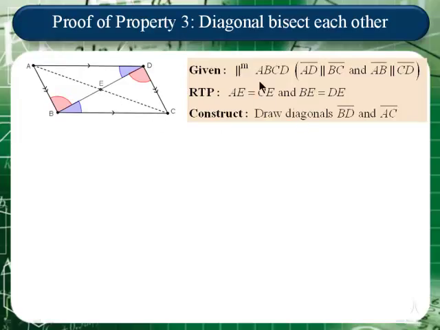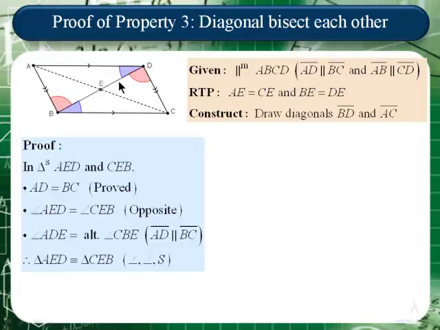So in this case the construction is to construct both the diagonals, and what we're going to do is compare triangle AED, so the top one, with triangle CEB.